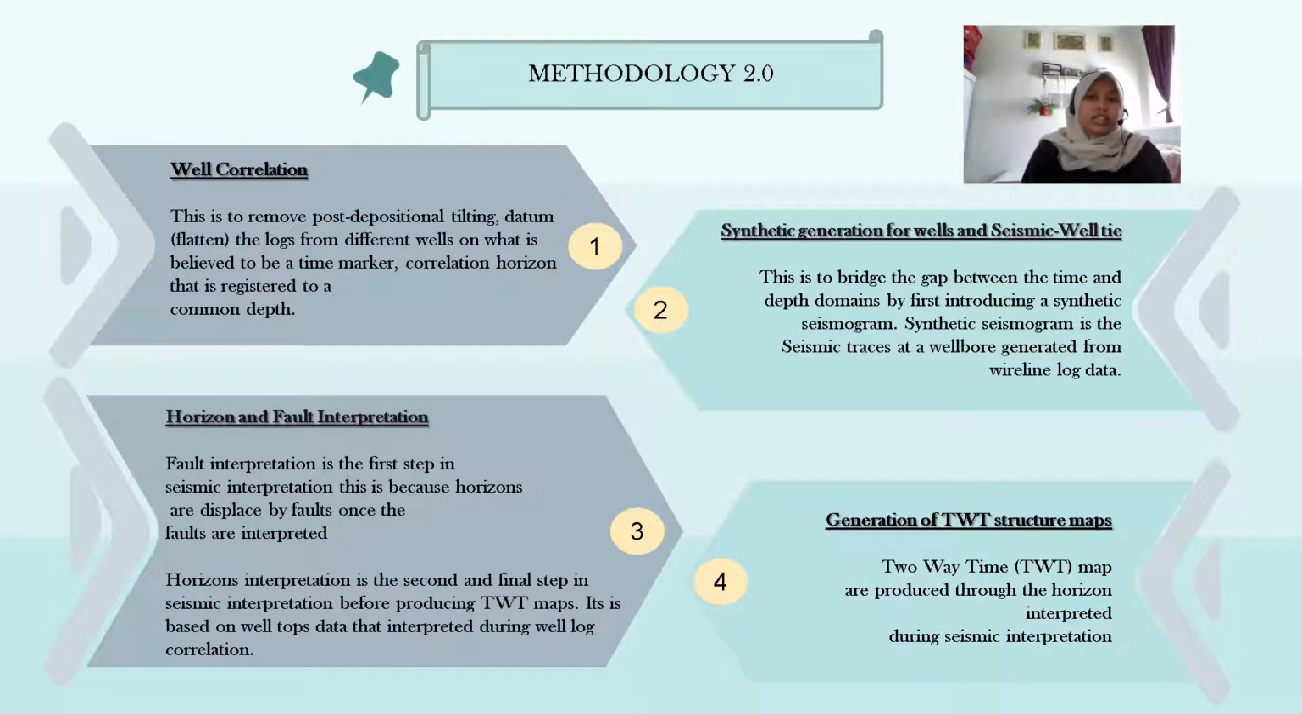Thirdly, horizon and fault interpretation. First of all, we are going to interpret the fault first. This is because horizons are displaced by faults once the fault is being interpreted. Then we are going to interpret the horizon. After interpreting the horizon, we are going to create the TWT map. TWT map stands for two-way time map.